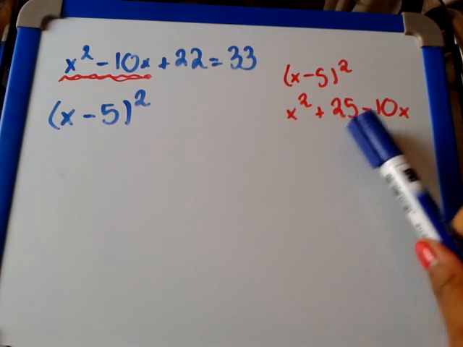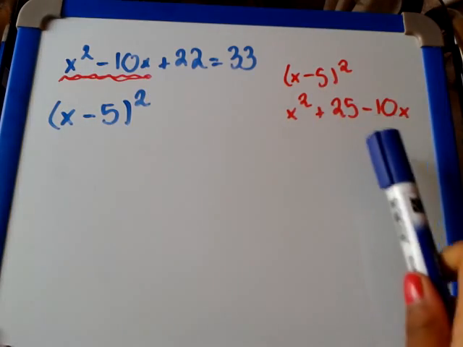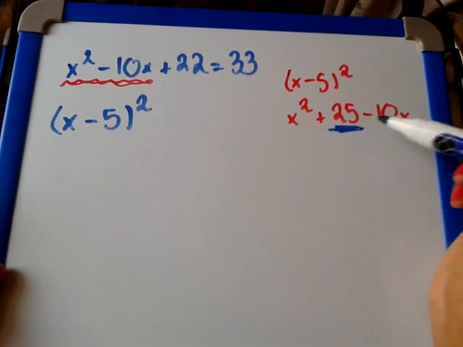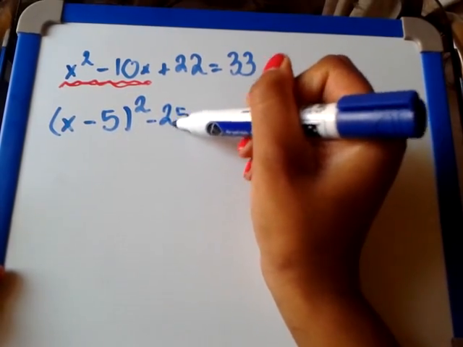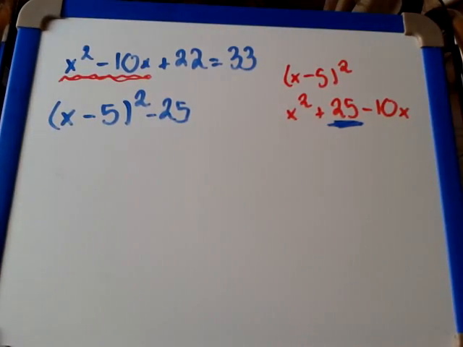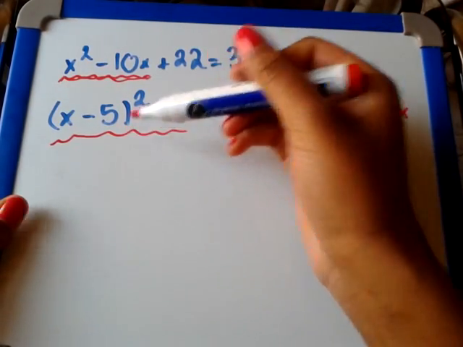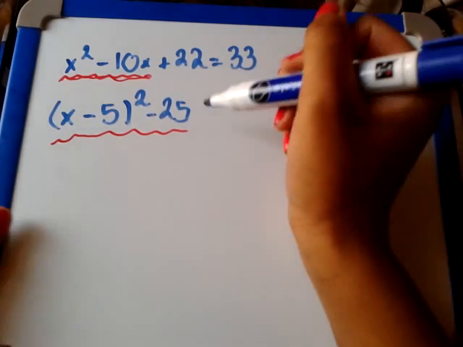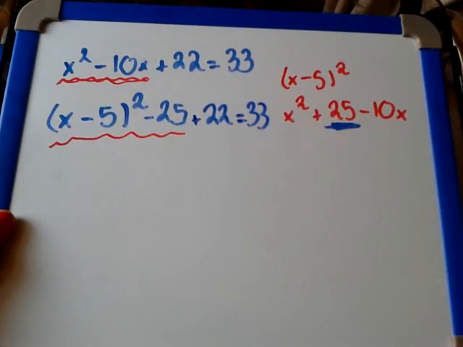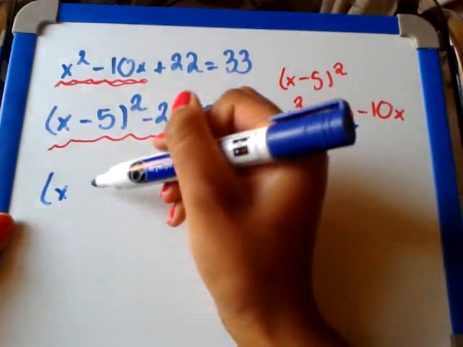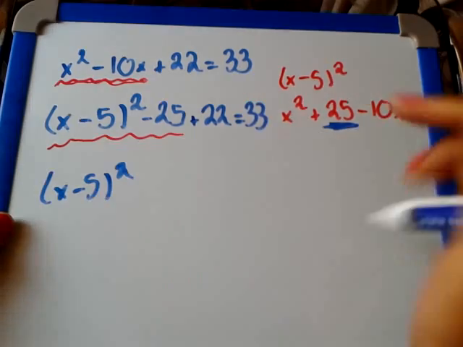So x squared plus 25 minus 10x, but all we want is x squared minus 10x. So we have an extra 25 here that we don't want. What we're going to do is subtract the 25. By subtracting the 25, we now have x squared minus 10x. So that is equal to that. Then we just add 22 and equate that to 33. So x minus 5 squared minus 25 plus 22 is minus 3.